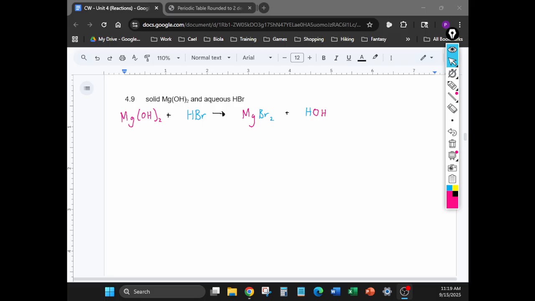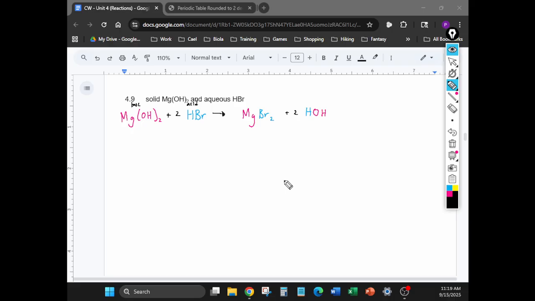All right, guys. So let's go over 4.9. So you've got your MgOH2 and HBr. Let's start by identifying the acid and base. So which one's the acid? HBr. This is your acid, and obviously this is your base. So Mg is going to react with the Br to make MgBr2. Hopefully you saw that Mg is 2 plus, and then the H from HBr reacts with the OH to make water, and hopefully you remembered to balance. You've got a 2 here and a 2 here.